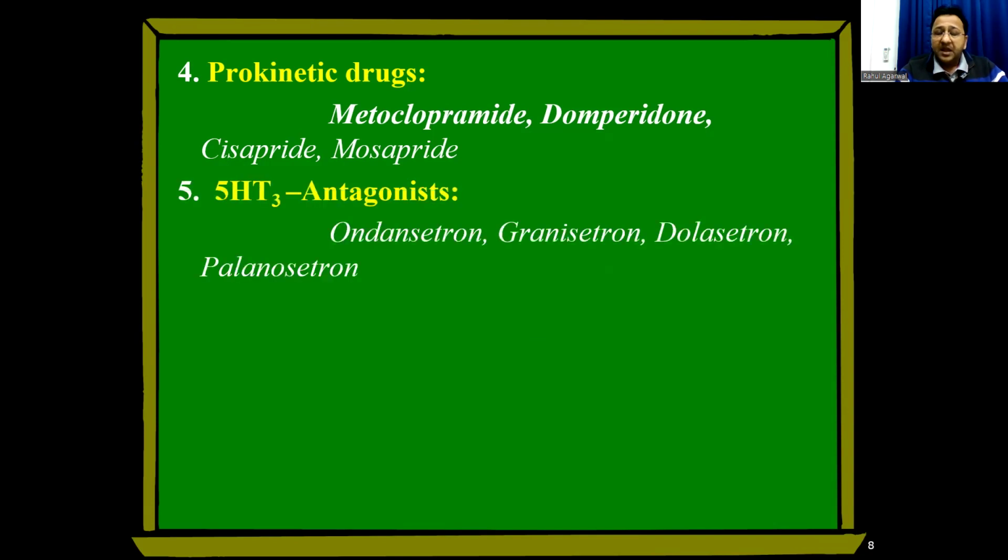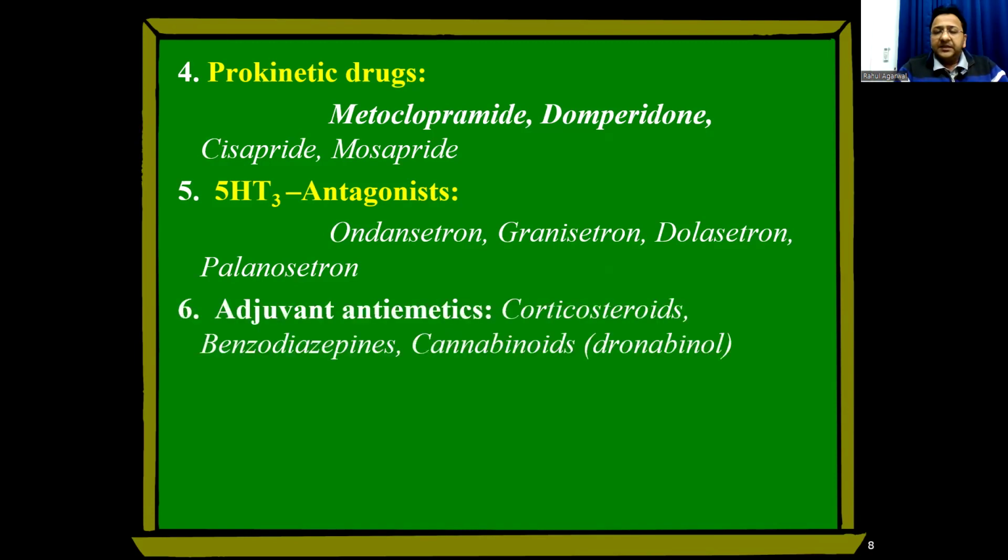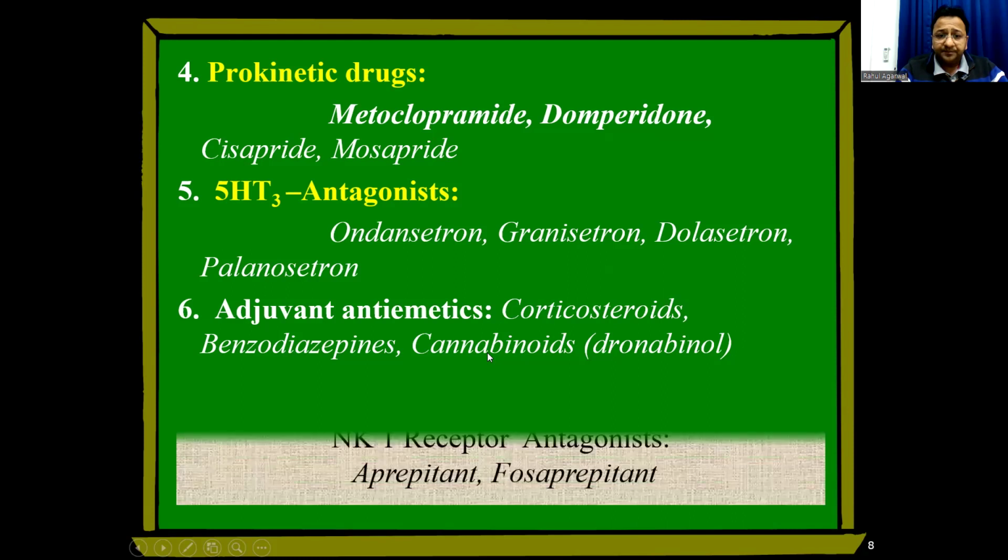We'll see that. Then another is the 5-HT3 receptor. We can inhibit the 5-HT3 receptor, and all the drugs ending with setron: ondansetron, granisetron, dolasetron, palonosetron. Then there are some other antiemetics also. Corticosteroids have also proven their role as antiemetics. Even when emesis is not controlled with ondansetron, we combine ondansetron with a corticosteroid. Benzodiazepines and cannabinoids also have an antiemetic role.